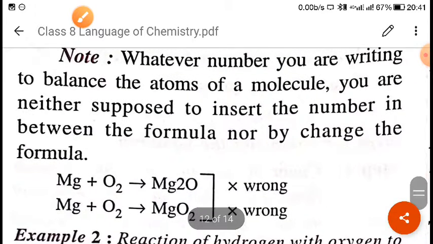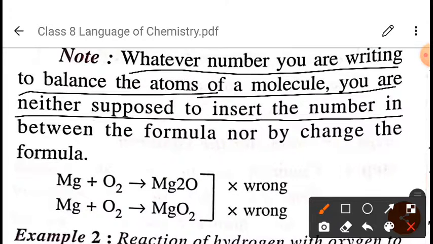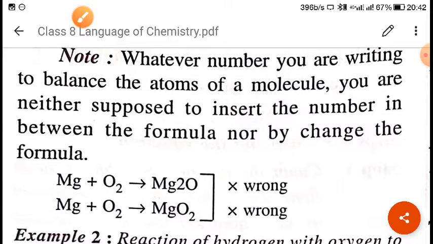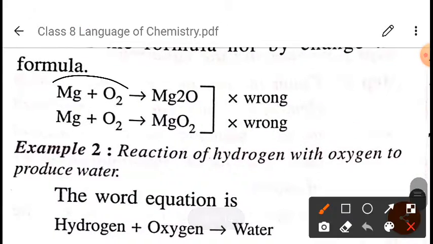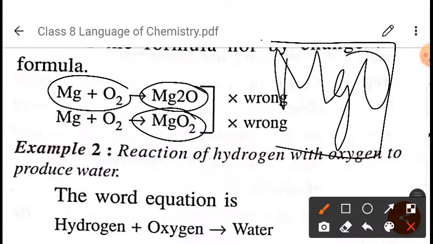So what is written, you can see, whatever number you write to balance the atoms of a molecule, you are neither supposed to insert a number in between the formula nor change the formula. Okay, we cannot change the formula. So as you can see, Mg plus O2 will not be Mg2O. We cannot write like this, it will be MgO only, it will not change. Okay, MgO, this formula will not change.